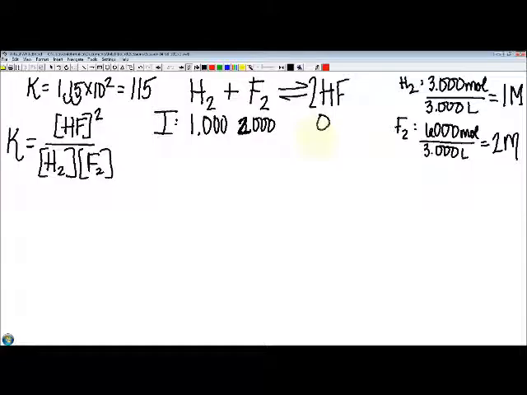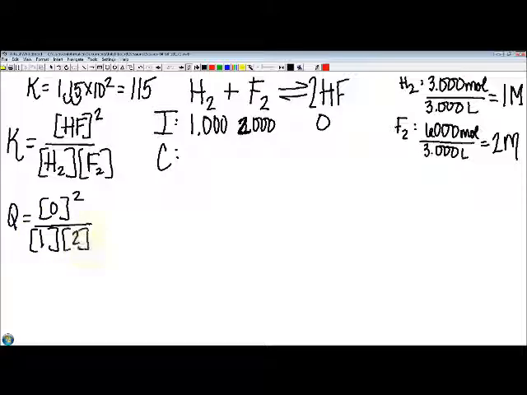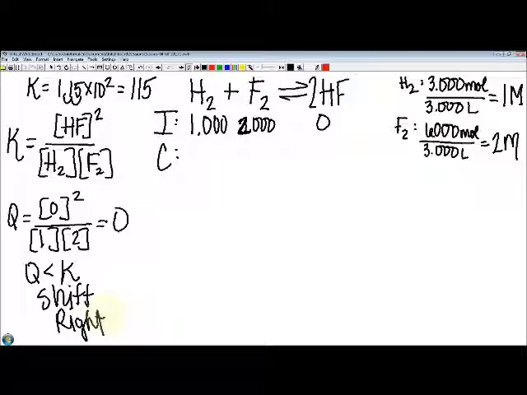Now let's calculate Q, step 4, to determine our shift so that we can write out our change line. Okay, so Q, we're just going to plug in our initial concentrations. And guess what? Since we have a 0 in the numerator, the Q is just going to equal 0. So comparing Q to K, Q is less than K, so that means we need to shift right.